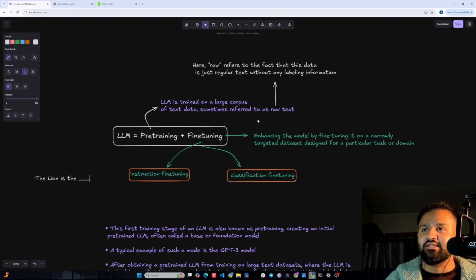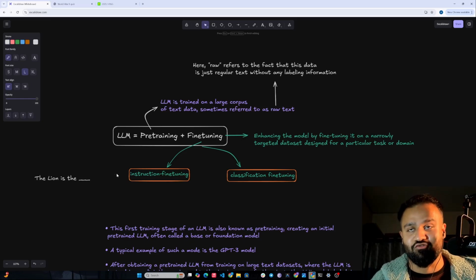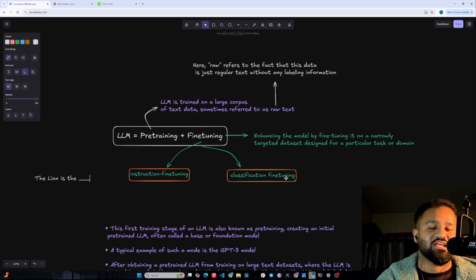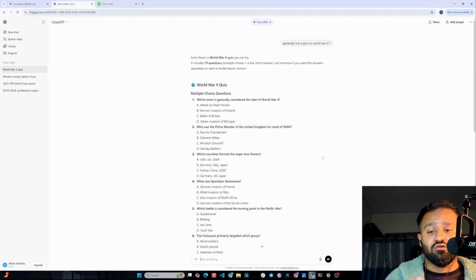Other than this, we have two types of fine tuning over here: instruction fine tuning and classification fine tuning. Instruction fine tuning is used when you want the model to follow instructions better. For example, customer support question answer pairs, language translation pairs, or an educational MCQ generator. As you can see over here, ChatGPT is also an instruction based chatbot, so they have done instruction based fine tuning on the GPT models.